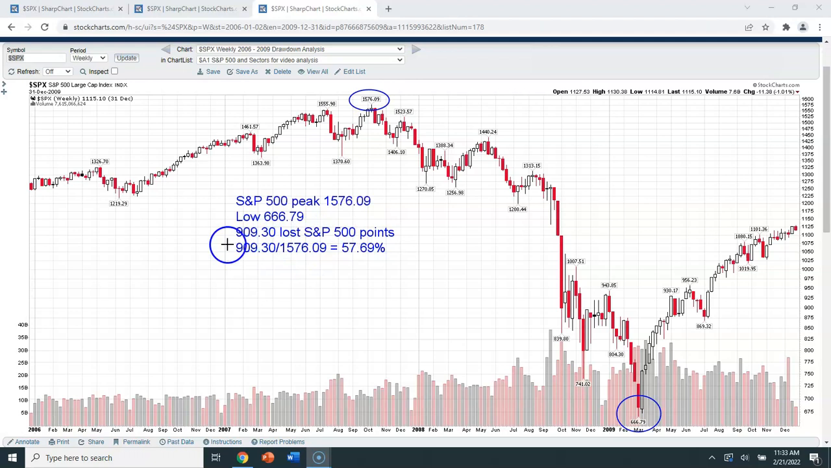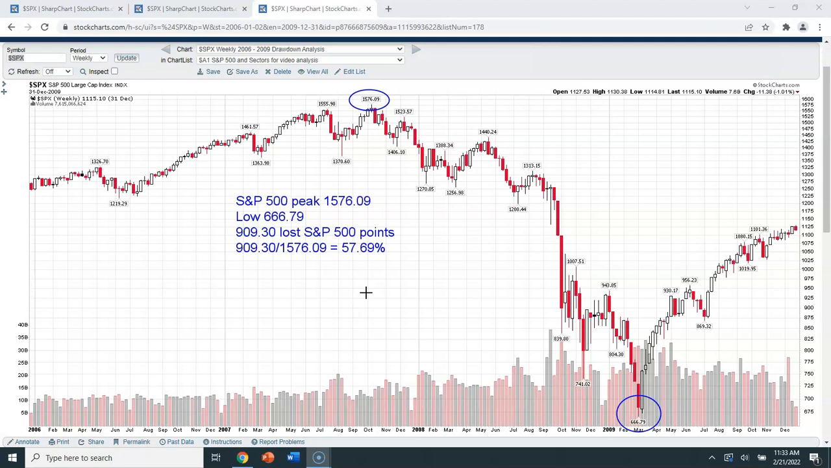If you take 909.30 and divide it by 1576.09, what that tells us is that from right here to right here, the S&P 500 lost 57.69% of its entire value, okay, in less than 2 years.